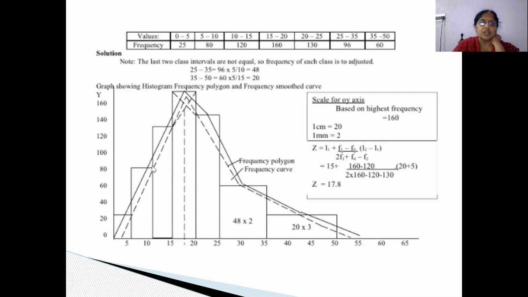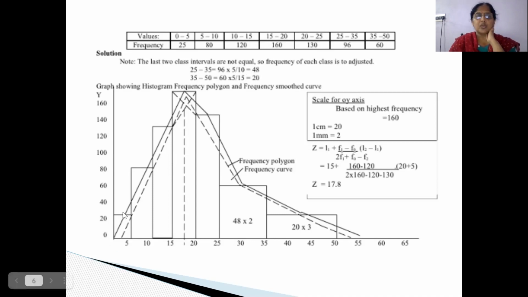80 is here, 1 bar. Next 120, 120 here, it is 1 bar. Next 160, this is here, and then here. Then 130, 130 is here, like that. 96. We have to draw the graph.